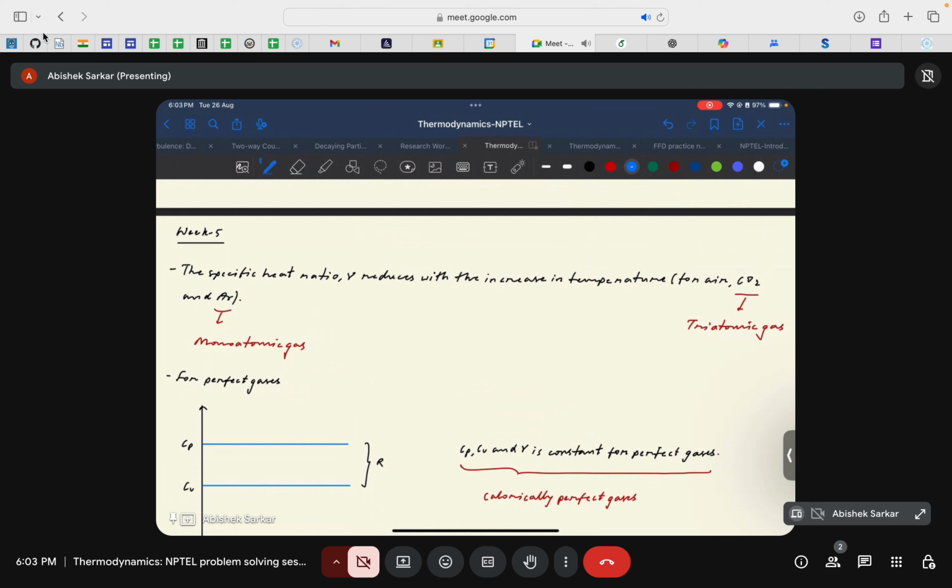Welcome back to week 5 of the problem solving session for the thermodynamics course. This week we will continue our discussion with pure substances, and our primary focus will be on ideal gases and how we can deal with some thermodynamic problems, specifically the first law of thermodynamics, and see how we can apply the first law of thermodynamics for a mixture of ideal gases. Okay? So that would be our topic of discussion for this week.